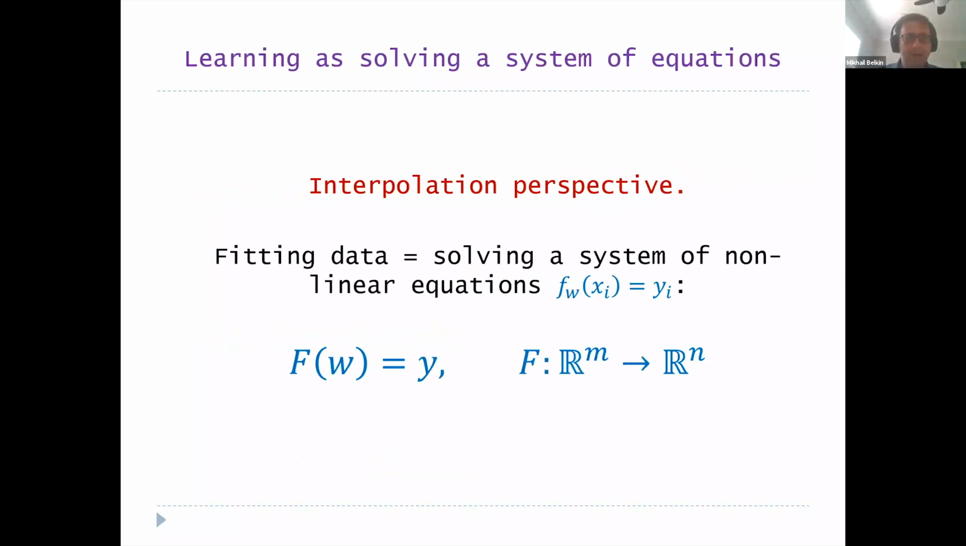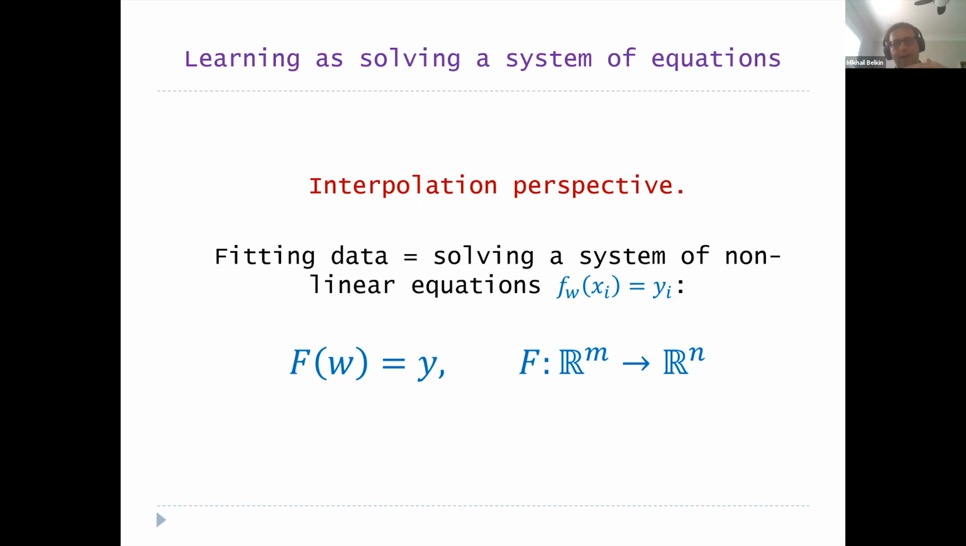Next, let's take a view of this. Once you believe that the idea is to get to zero loss, you can take the interpolation perspective, which clarifies a lot of things. What's the interpolating perspective? We're just trying to solve a system of equations. Getting to zero loss, if it's something like the square loss, is the same as just solving a system of nonlinear equations. You need to find w such that f_w of x_i is equal to y_i, where y_i is the label. But let's just think about binary labels to make it simple regression.